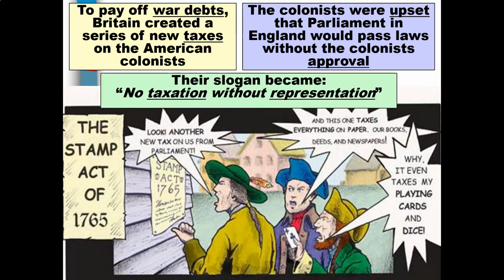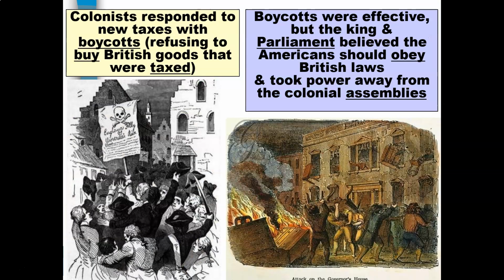Now, the colonists were very angry, and one of their slogans became "No taxation without representation." This was very common among the 13 colonies, as they were very angry and upset with the mother country, Great Britain, for taxing them. Colonists responded to new taxes with boycotts, or refusing to buy British goods that were taxed. Boycotts were effective, but the king and Parliament believed the Americans should obey British laws and took power away from the colonial assemblies.